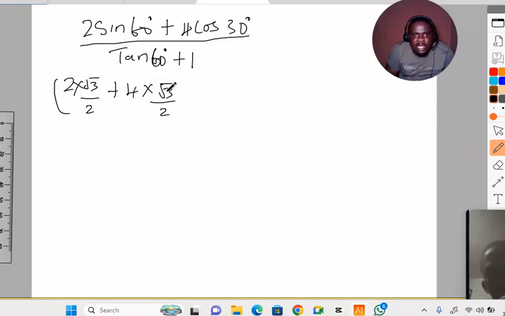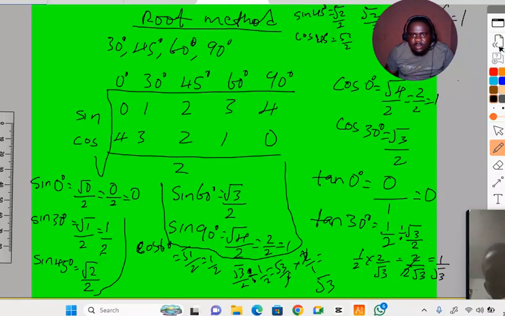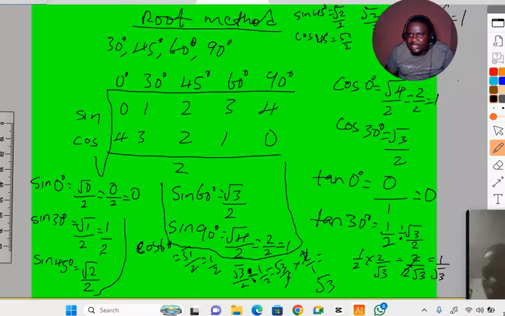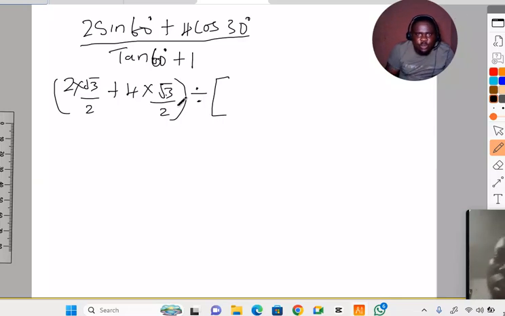Now let's make it easier. All of them are now divided by this. Let's put it in a bracket so we understand. Tan 60. What do we have as tan 60? Tan 60 is root 3. So we have divided by root 3 plus 1.